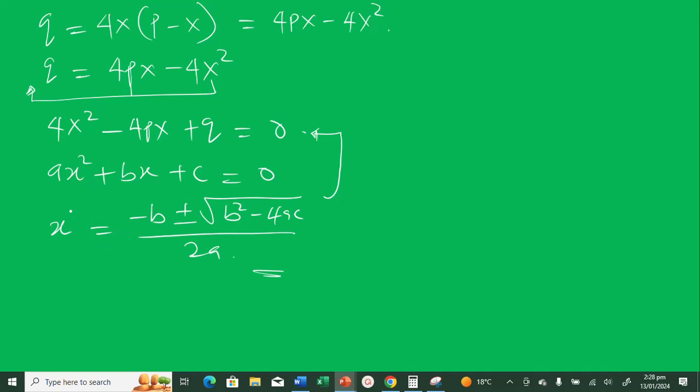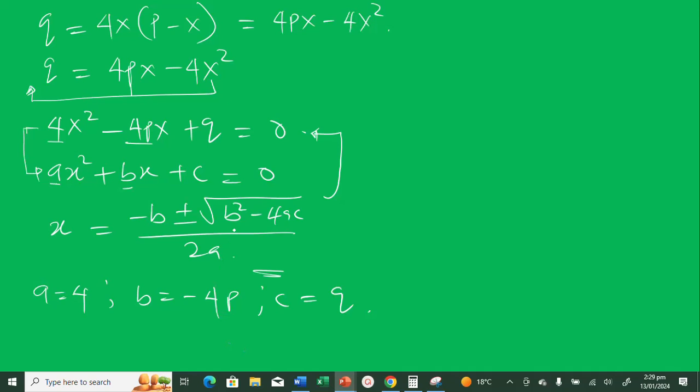So now let's begin. Equating this equation with this equation, you will know that the coefficient of x squared, which is a, is the same as here. So now equating it, you have a equal to 4. Here b is equal to minus 4p, while c is equal to plus q.